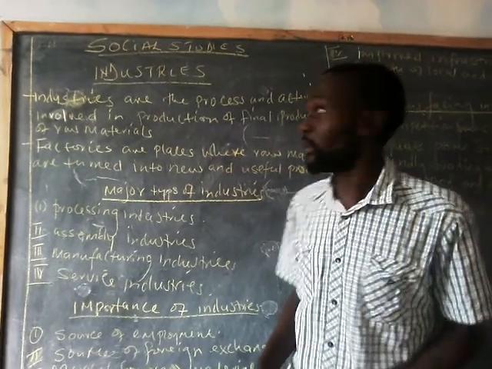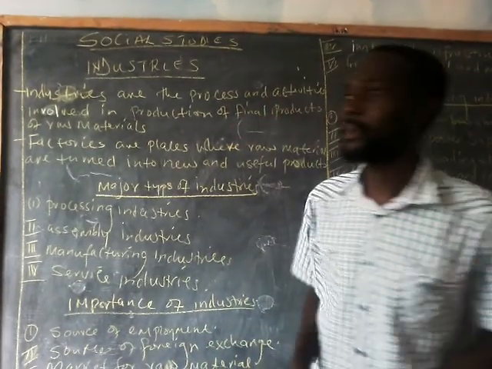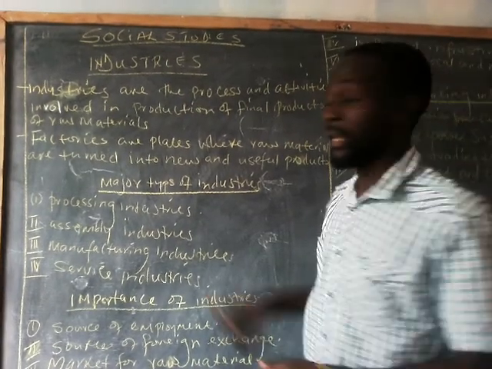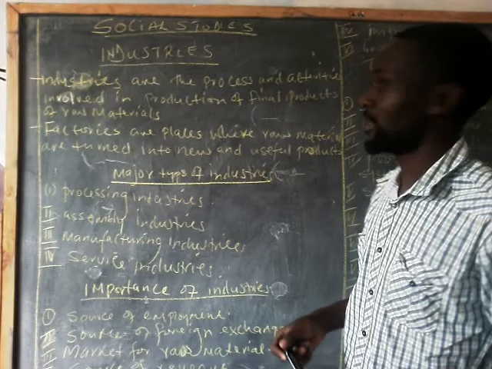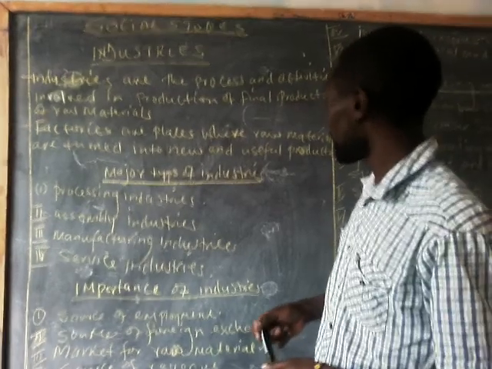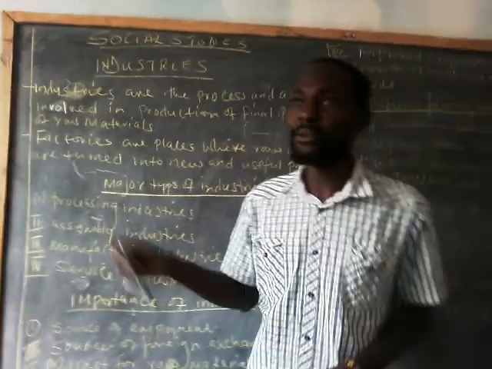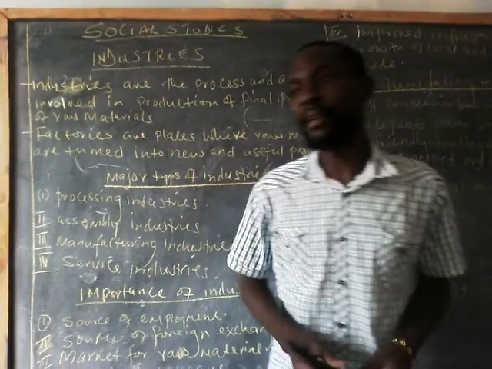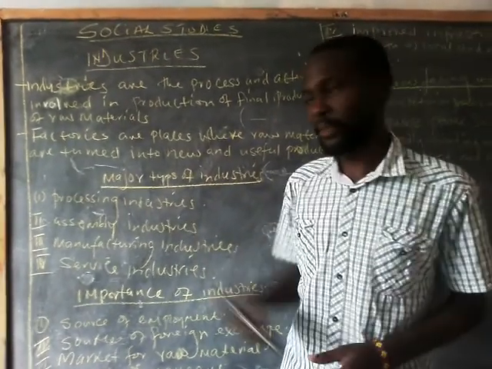Welcome to our social studies lesson, and our topic is resources and economic activity. The subtopic is industries. So we start by asking ourselves, what are industries? Industries are the processes and activities involved in the production of final products from raw materials. This is where all the processes and activities are involved so that you can get the final products from the raw materials. So that is what we are calling the industries.